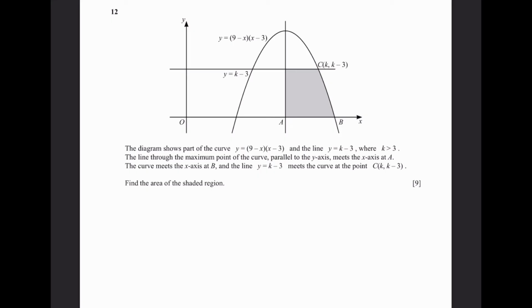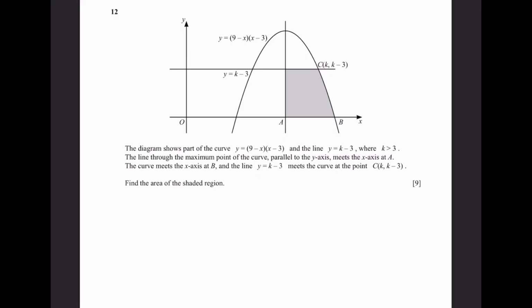The diagram shows part of the curve y equals (9 minus x)(x minus 3), and the line y equals k minus 3, where k is greater than 3. The line through the maximum point of the curve, parallel to the y-axis, meets the x-axis at A, which is this line here, this point. The curve meets the x-axis at B, and the line y equals k minus 3 meets the curve at point C, which is (k, k minus 3). Find the area of the shaded region.